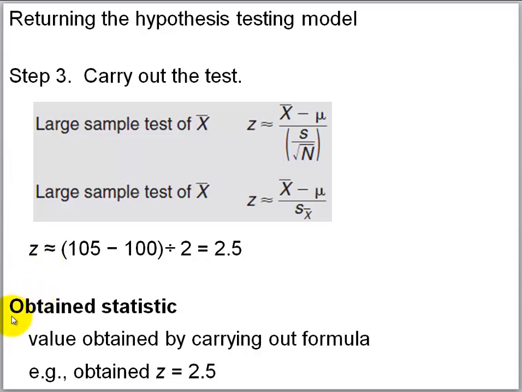Now then, we need to introduce the term obtained statistic, and the obtained statistic is indeed the value that you calculate using a significance test's formula. So in our example, our obtained statistic, and we'll call it an obtained z, is 2.5.